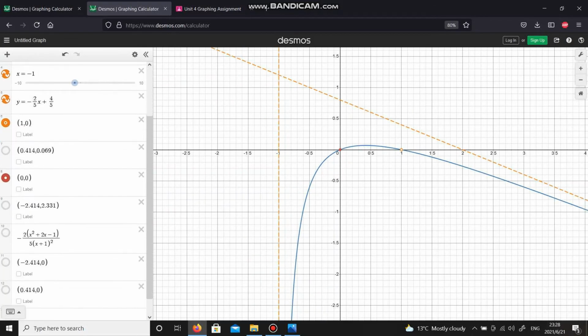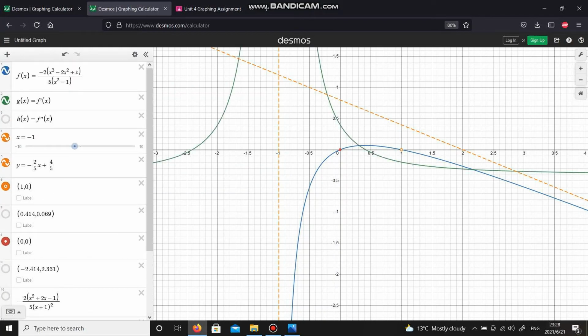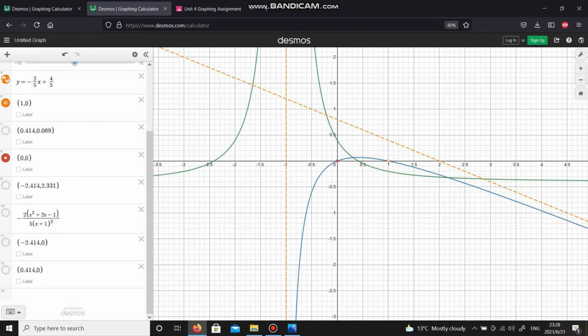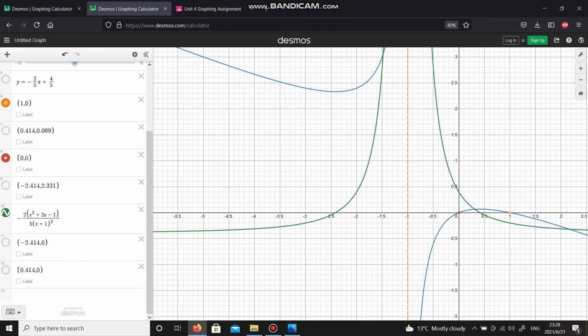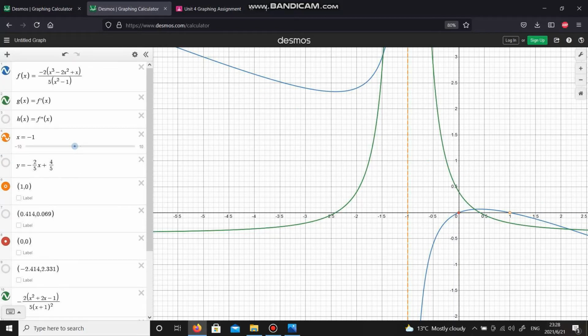Now let's talk about our first and second derivatives. Let's jump into the first derivative as shown in green. Mine completely matches with the one from Desmos. This is mine, and this is the Desmos one.